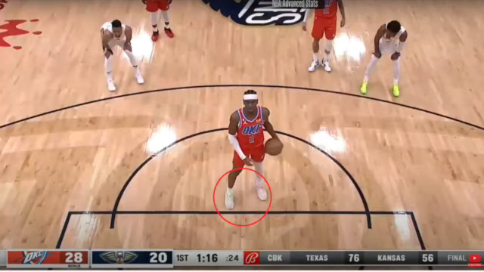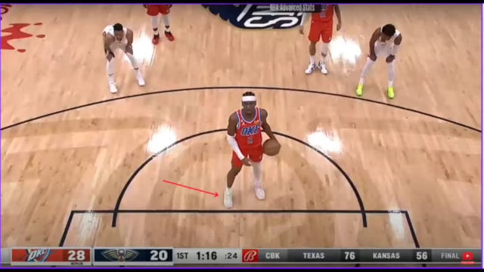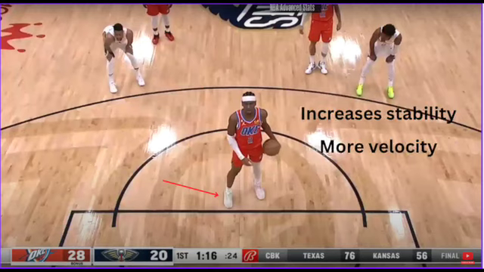Shai's base of support is the area surrounding his feet contacting the ground, and sees him have 1 foot over the other with a wide 2-foot stance. This allows Shai to have a greater stability in his shot, which will increase his ability to generate high velocity.